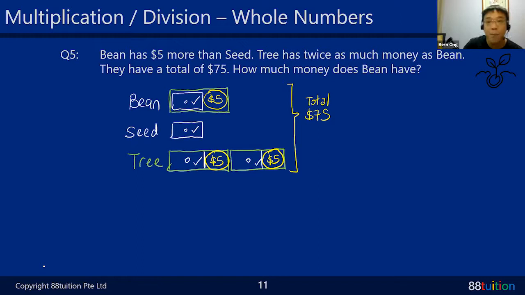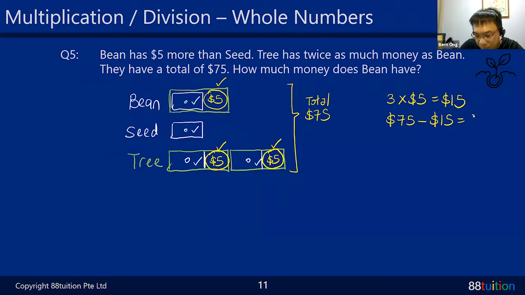There is one $5 here, one $5 here, and one $5 here. So you will tend to get rid of the $5. Correct or not? There are three pieces of $5, so three times $5 will give you $15. This $15 is the extra. Let's get rid of the extra. You take $75 minus off the extra $15. Mental sum, $60.